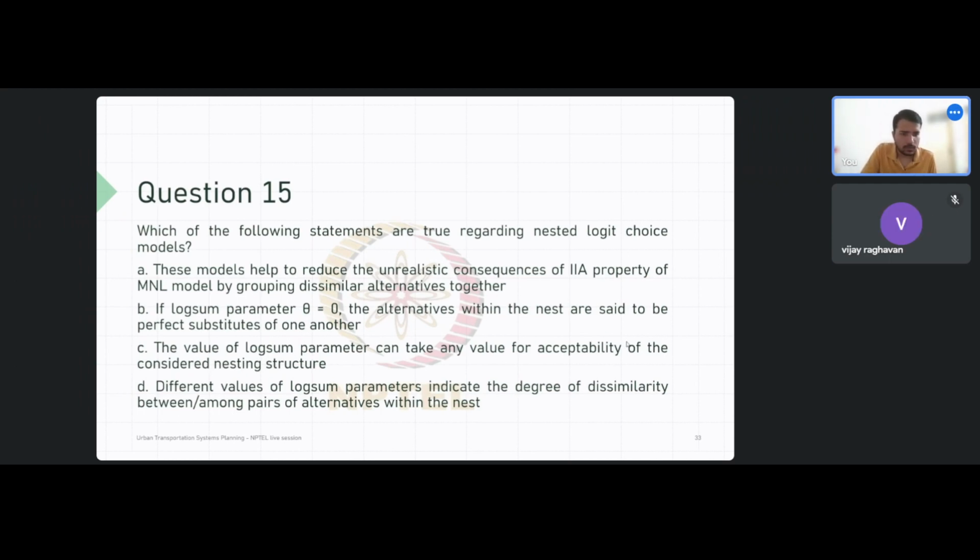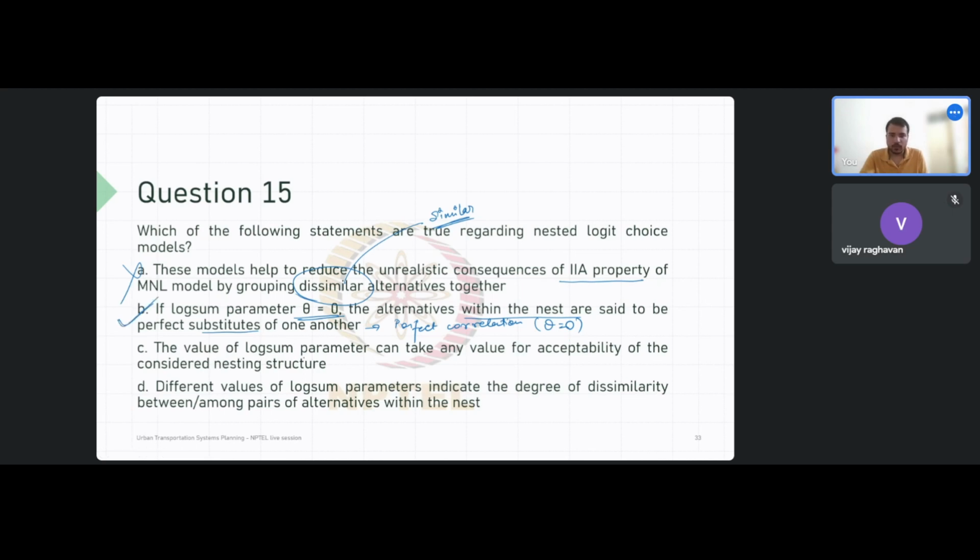Let's see the answer. First, these models help to reduce unrealistic consequences of the IIA property by grouping dissimilar alternatives together. We cannot group anything dissimilar; groups are always made of similar alternatives. So we can remove A. Then, if the log sum parameter is 0, alternatives within the nest are said to be perfect substitutes. Yes, this is true because there will be a perfect correlation when theta is 0. So mode 1 and mode 2 will be entirely the same. They can be substituted for each other.